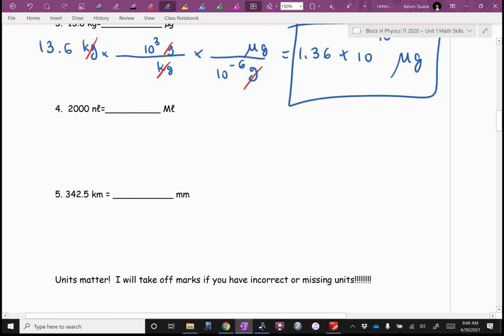2,000, what's that lowercase n? Nanoliters, and we want to convert that to, what's that big M? Megaliters. What I'm going to do first, write down what they gave me. Jaden, where is the nanoliters right now initially, on the top or on the bottom? Where's it going to go in my next fraction to get rid of it?